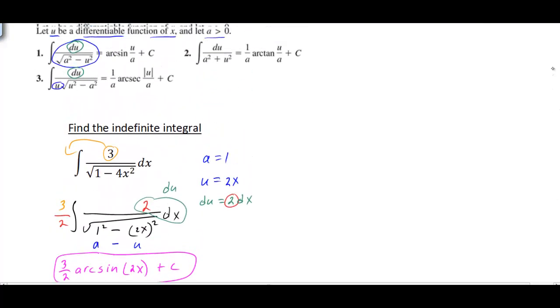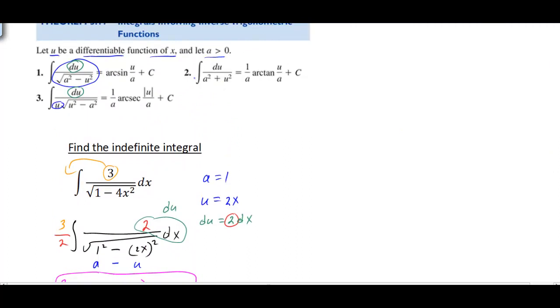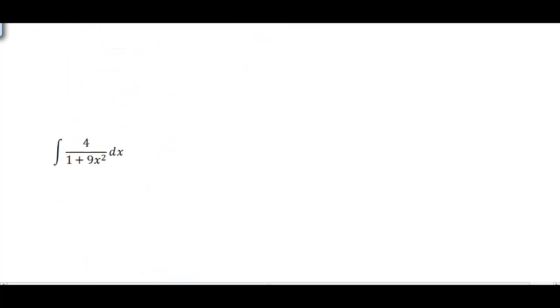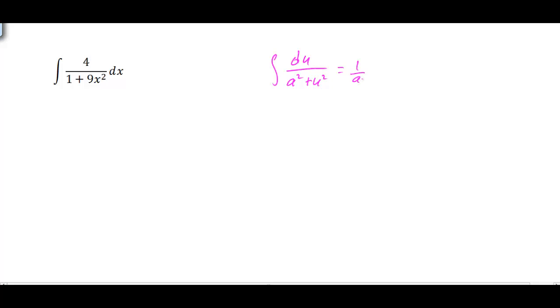So if we go up here to our formulas, it looks like it's probably going to fit the number 2 formula, du over a squared plus u squared. Let's see if that works. I'll copy this formula down for us as a reference here. We have the integral of du over a squared plus u squared, and that's going to be equal to 1 over a arctangent of u over a plus c.